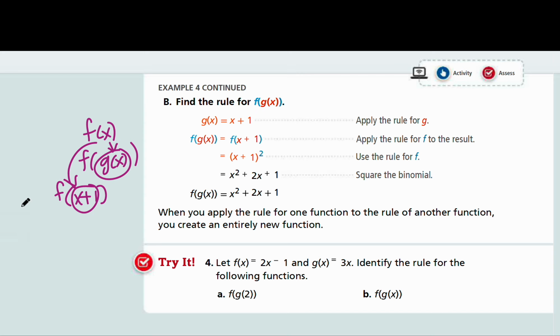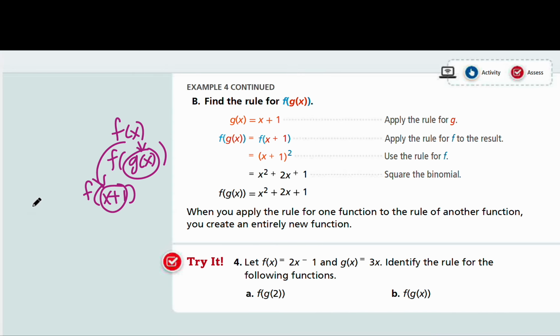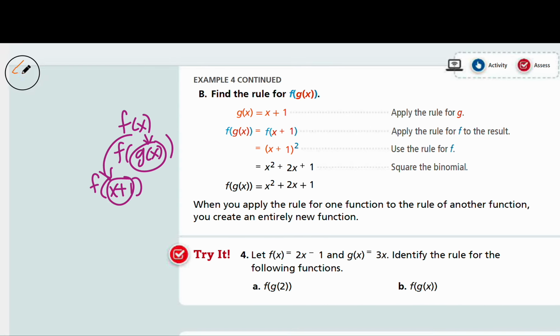Okay, are you ready? All right, let's look at 4a.